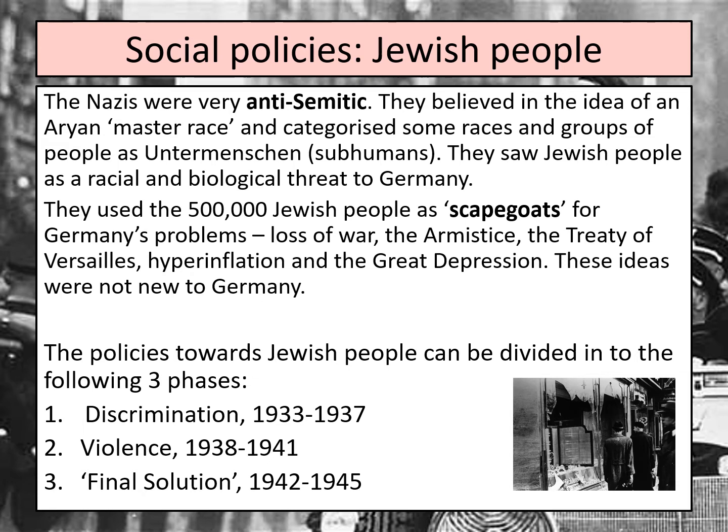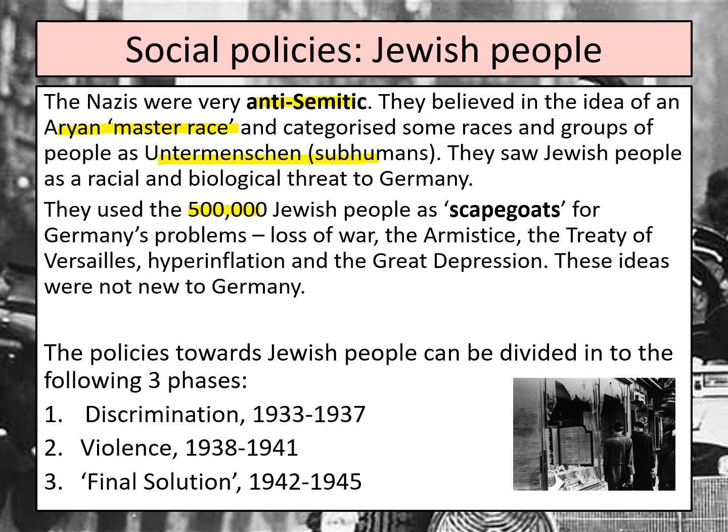Now, as we already know, the Nazis were incredibly anti-Semitic, and they believed in the idea of an Aryan master German race, and that Jewish people didn't fit into this. They saw them as part of a group of people called the Untermenschen, which means the subhumans, and they saw Jewish people as a racial and biological threat to Germany. There were actually relatively few Jewish people in Germany, only about 500,000, less than 1% of the population. But these people were blamed for all of Germany's problems.